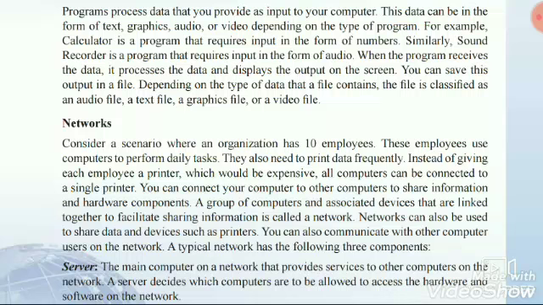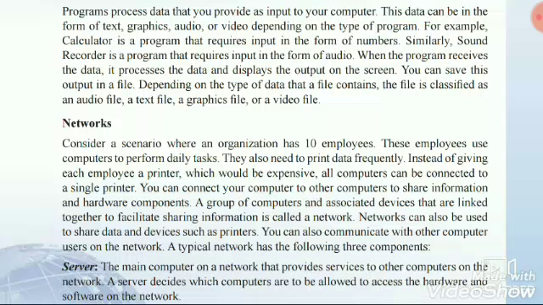Consider a scenario where an organization has 10 employees, and these employees use computers to perform daily tasks. They also need to print data frequently. Instead of giving each employee a printer, which would be expensive, all computers can be connected to a single printer. So it is easy, and we can connect our computer to other computers to share information and hardware components. A group of computers and associated devices that are linked together to facilitate sharing information is called a network.